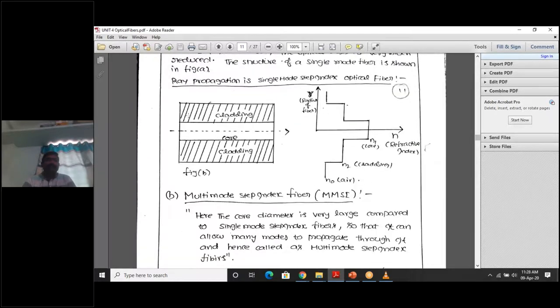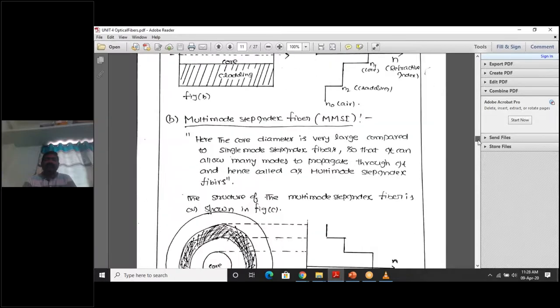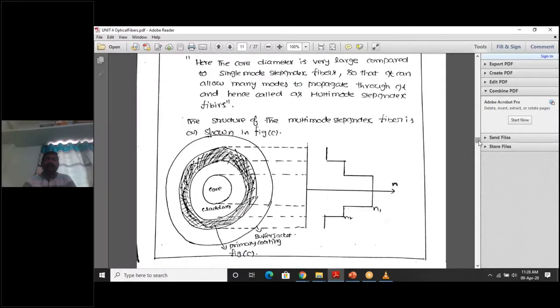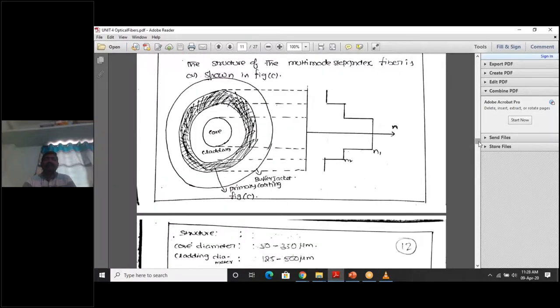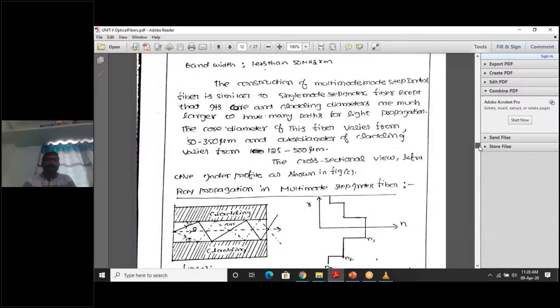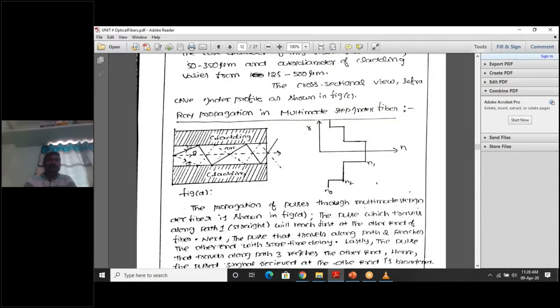So this is the propagation of the light inside the single mode optical fiber. This is core, this is cladding, and it allows only one mode at a time from one end to the other end. This is the propagation of light inside the core. The structure is very similar, except that the parameters, the values of the core and cladding, are higher in the multimode step index optical fiber. So this is the propagation of light inside the multimode step index optical fiber.